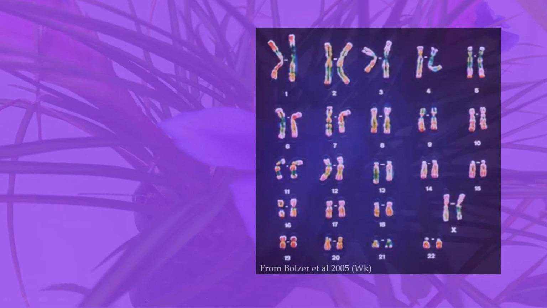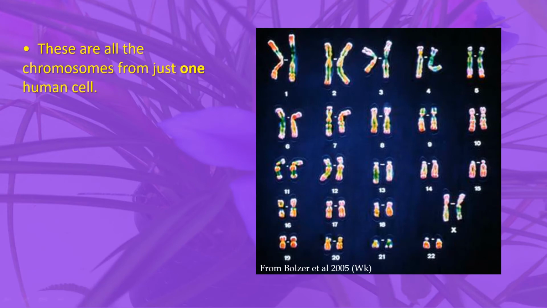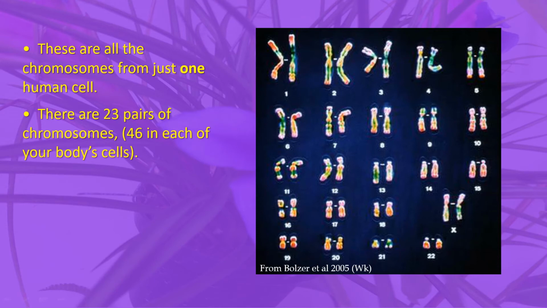Here are the 23 pairs of chromosomes that come from just one human cell. In every body cell of a human there are 23 pairs, which means 46 chromosomes in all. They are numbered 1 to 22, and then there's one that's labelled X, which we will talk about shortly.